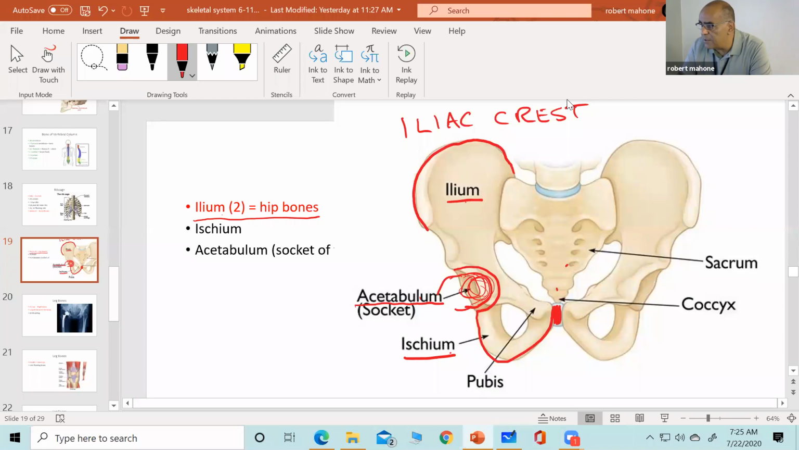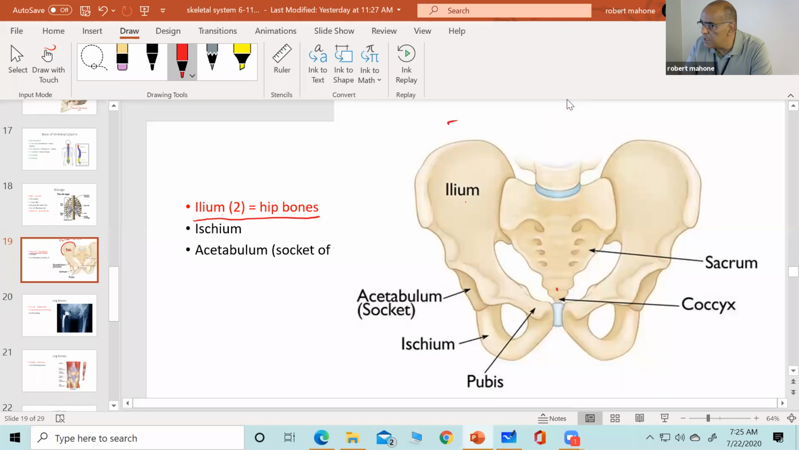And that's your ilium. Now, sometimes, remember what I said yesterday, when 2 bones come together at a joint, we name that joint after the 2 bones. So this bone right here is your sacrum. This is your ilium. So this joint right here, where those 2 join, is called the sacroiliac.